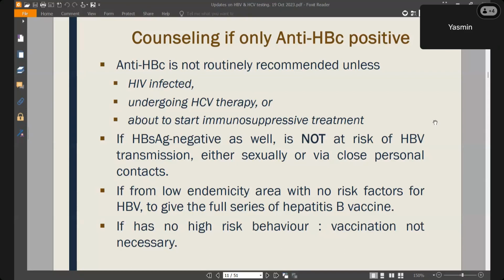If one is from a low endemicity area with no risk factor for Hep B, then of course you give the full Hep B vaccine. And of course, if there is no evidence of any high risk behavior, you don't give the vaccine. Next.